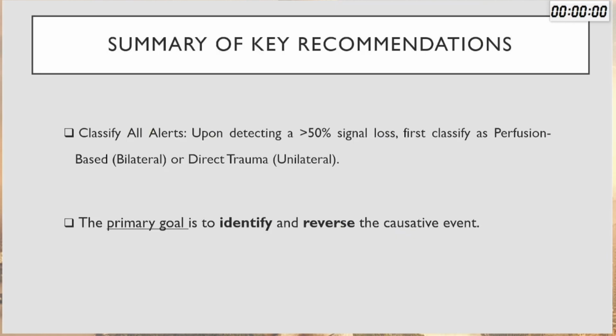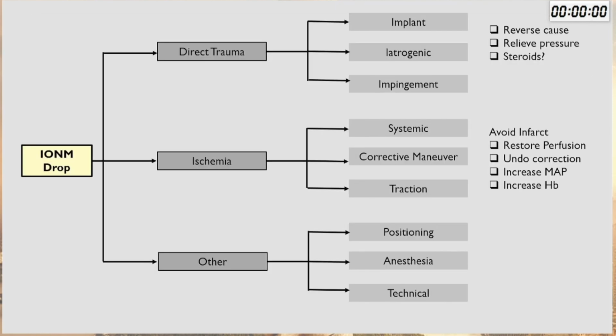35% recover within 5 minutes, and some might take up to 60 minutes. So, in summary, the most important thing when you have a signal change is to identify the cause, whether it is a perfusion-based deficit or it is due to direct trauma. And accordingly, you should take action. If it is direct trauma, try to reverse the cause and relieve the pressure. If it is due to ischemia, try to raise the mean arterial blood pressure.